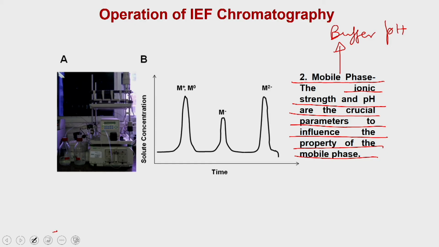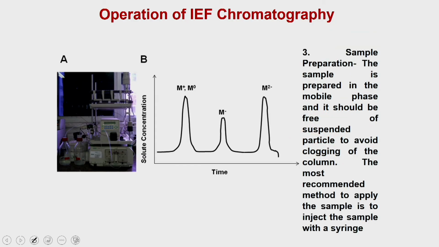Now, the third step is you prepare the sample. The sample is prepared in the mobile phase, and it should be free of suspended particles to avoid clogging of the column. When you prepare the sample in the mobile phase, there will be no change in pH, and the sample should not have any particulate matter so that it does not clog the column. Otherwise, it will not allow the run of the buffer. Then you can use the injection valve to inject the samples.